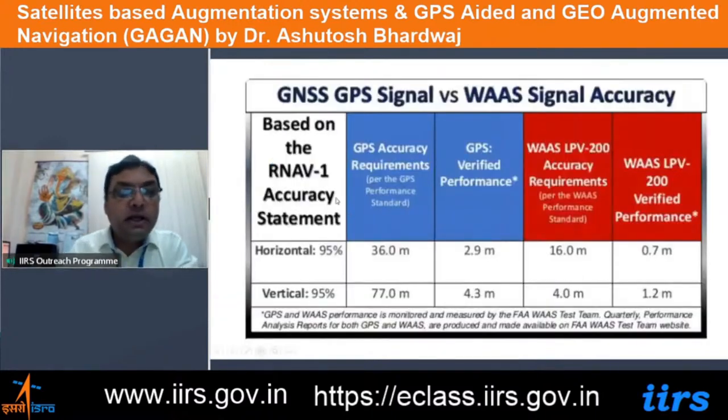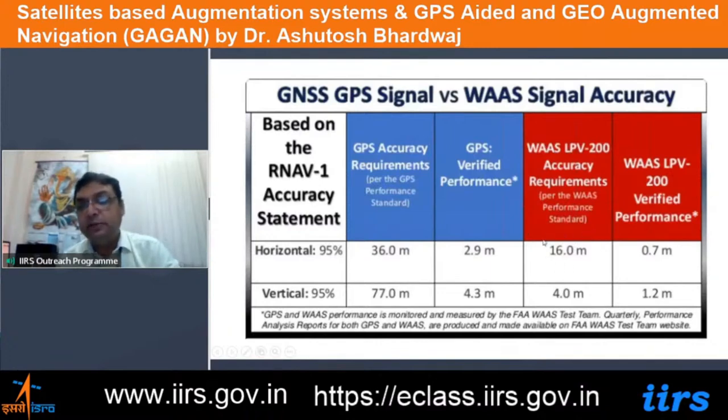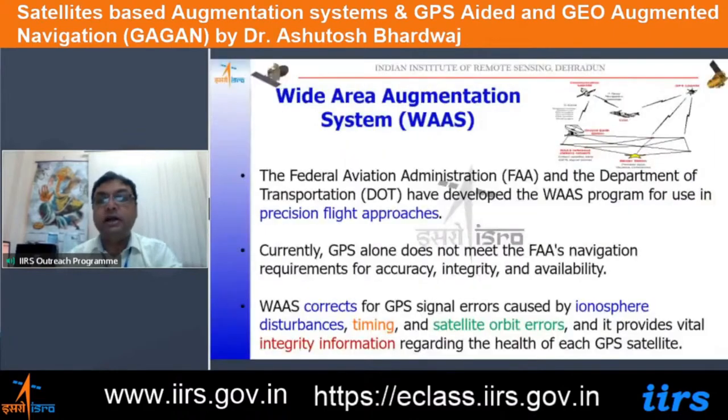So based on the area navigation or RNAV1 accuracy statement, what we are getting from the GPS is of the order of 36 meter accuracy horizontally and vertical accuracy of the order of 77 meters. But when we are performing the SBAS based operations, it is possible to attain an accuracy of 16 meters in horizontal or 4 meter in vertical, and further it can be improved with the verification of values for the horizontal and vertical measurements. So thus the satellite based augmentation systems are helping the aircraft industry very largely, and it is good if all the systems are being fitted with these systems.